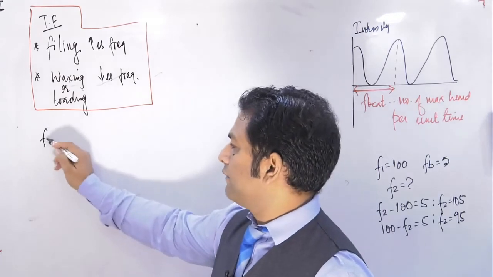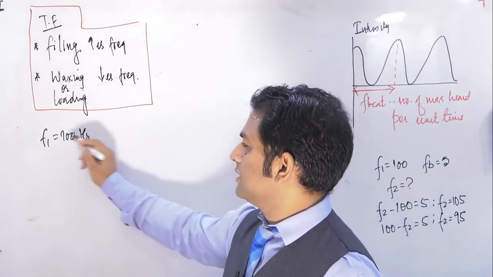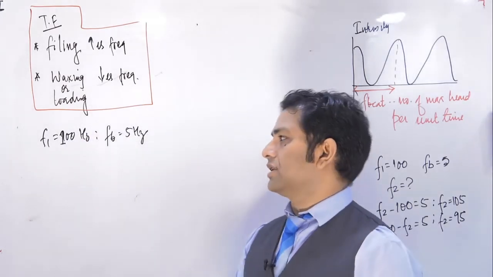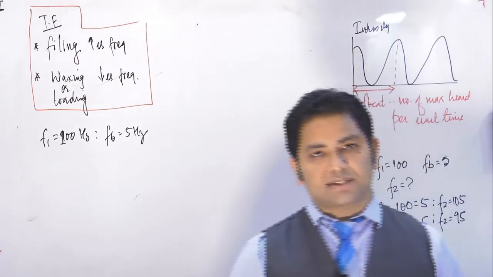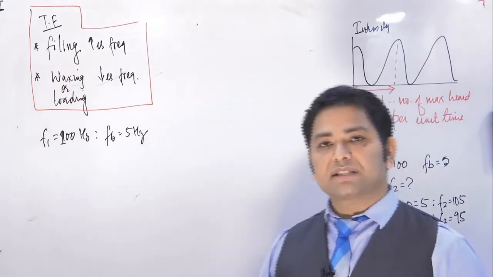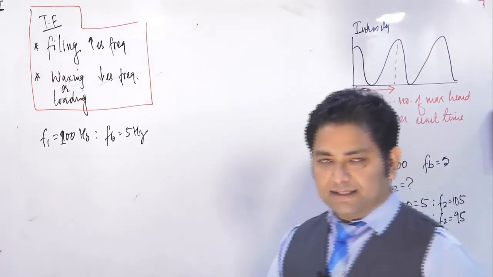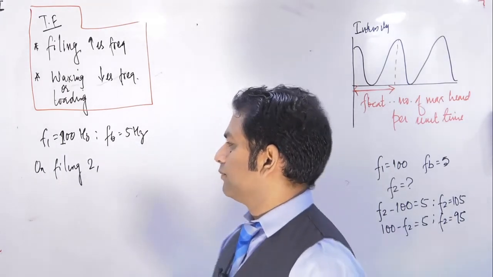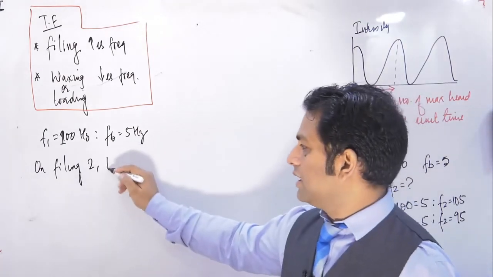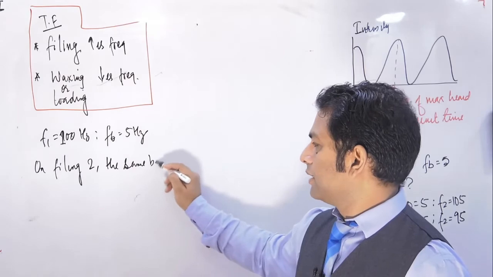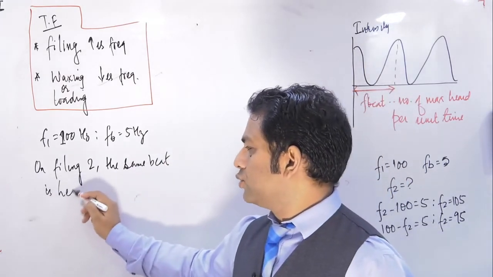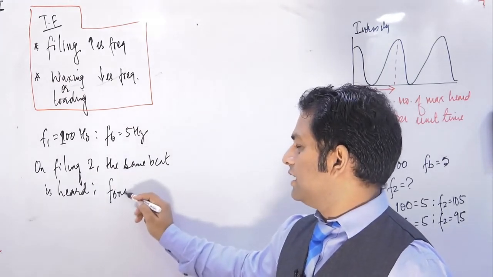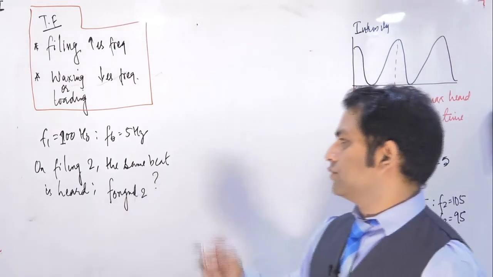So let's see. It's something like this. F1 is 100 Hz. And F beat is 5 Hz. So there are two tuning forks. One has a frequency 100 Hz. The other has an unknown frequency. And it says that on filing 2, the same beat is heard. You need to calculate what is the original frequency of 2.